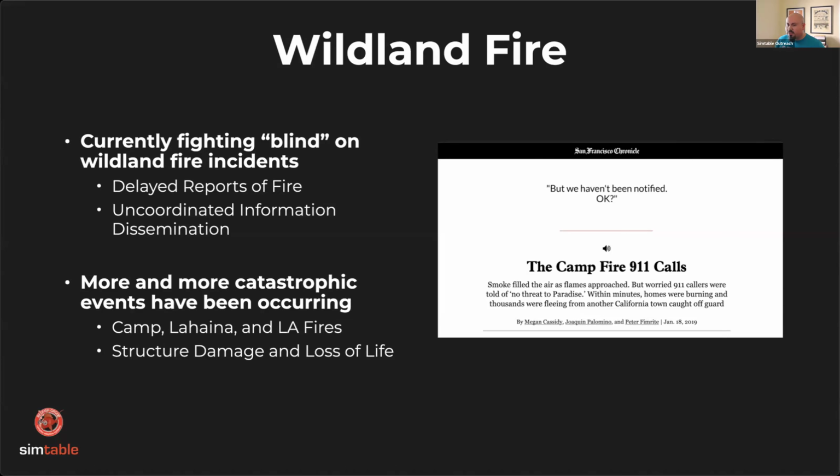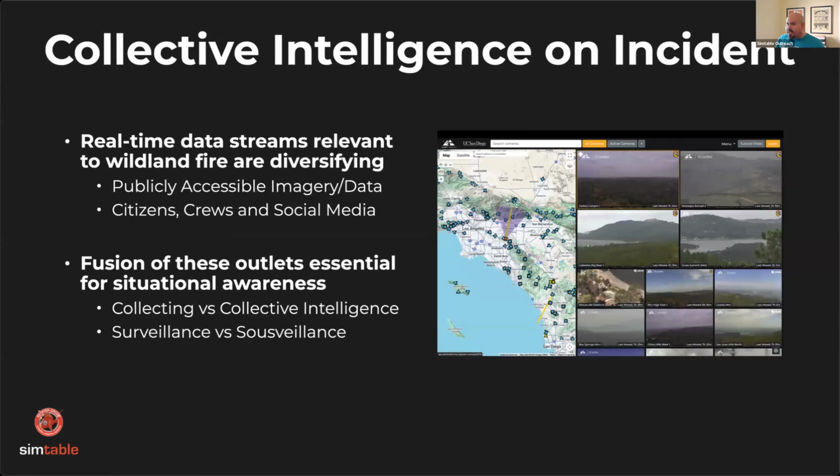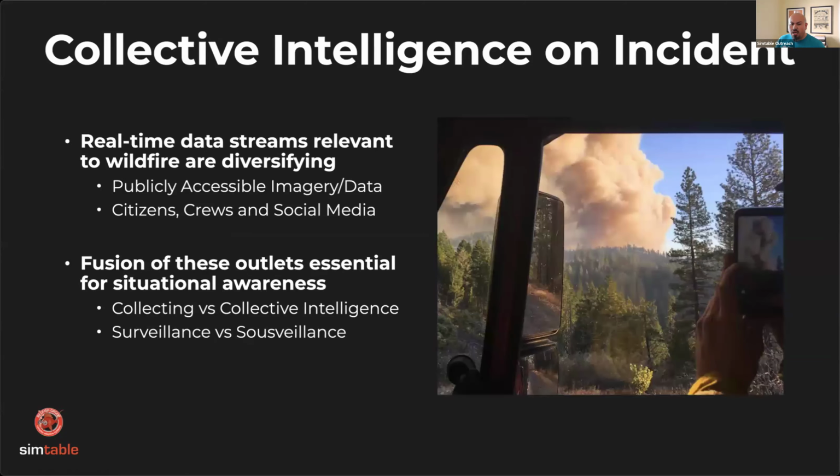And to that end, we ask ourselves, how can we improve intelligence during the first 3 hours of an incident? So, real-time data streams relevant to wildland fire are diversifying. You have these publicly accessible camera networks such as Alert Wildfire and Alert California that are great, but they're only controllable by camera operators and designated officials who have credentials. So they're not necessarily truly accessible to communities at large.